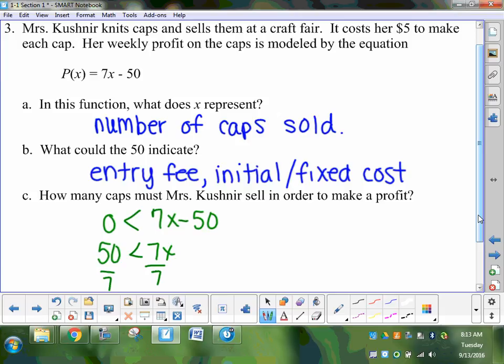So if they sold 5 hats, are they making a profit? Yes or no? No. 6 hats, profit? No. 7 hats, profit? You're almost breaking even, but you're still losing money at 7 hats.